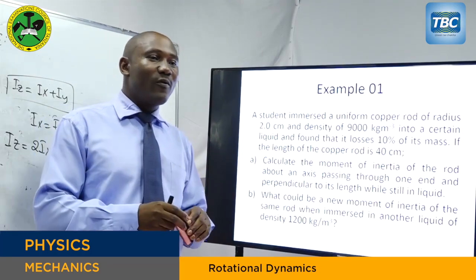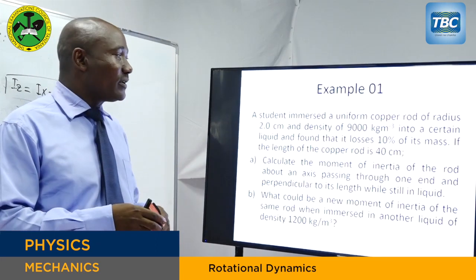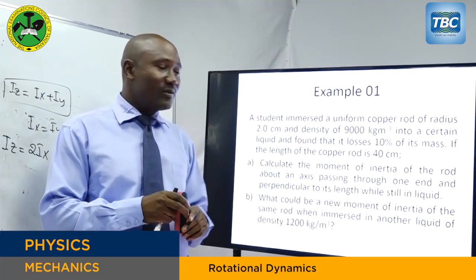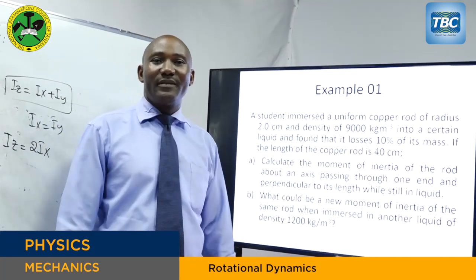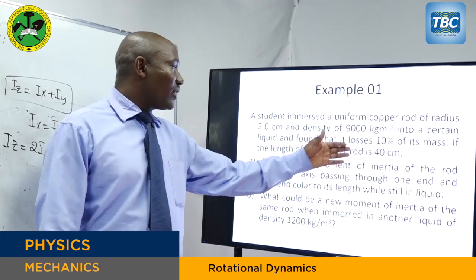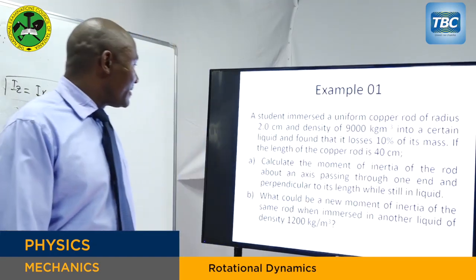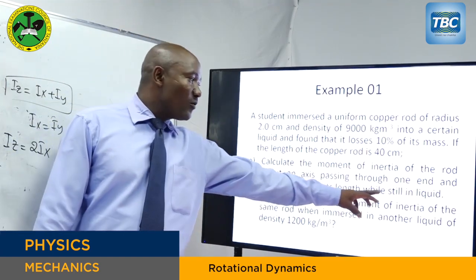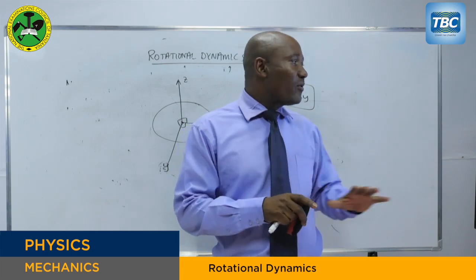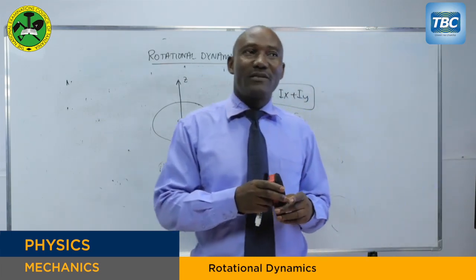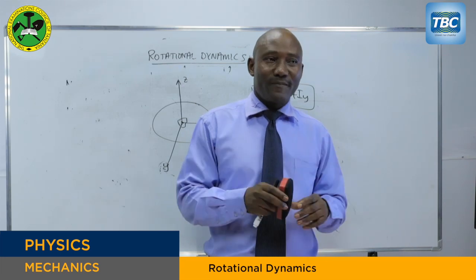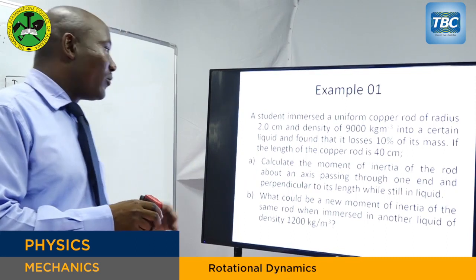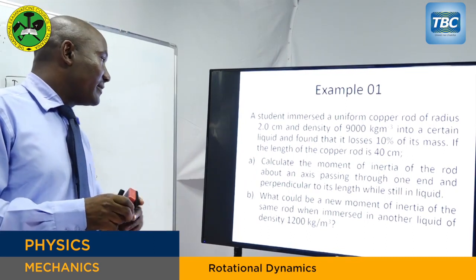We know from Archimedes' principle, when a body is immersed in a liquid, it loses some weight and mass also. So we are told how much mass has been lost. Now, the length of the copper rod is given. The question is very interesting: calculate the moment of inertia of the rod about an axis passing through one end. So step number one, you should think about how to find the formula for that moment of inertia which passes through one of the ends and is perpendicular to the plane.